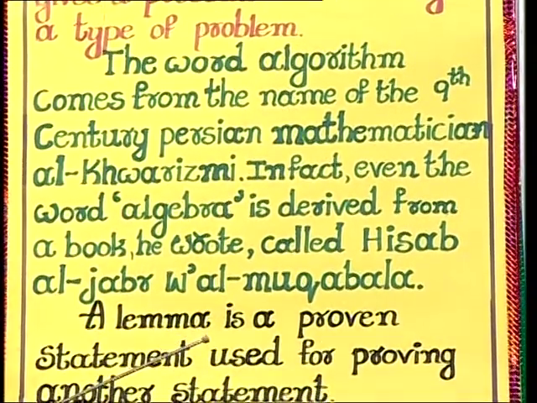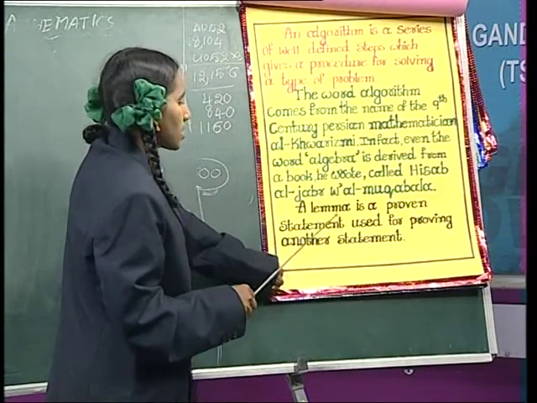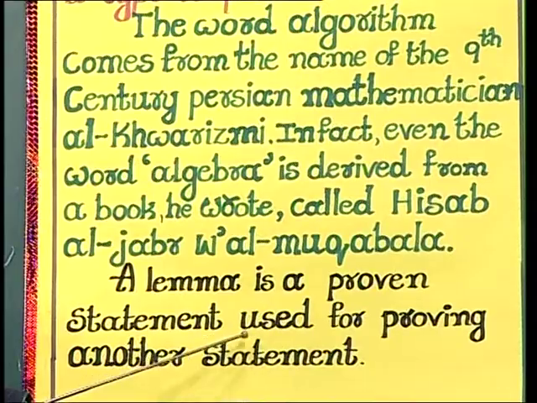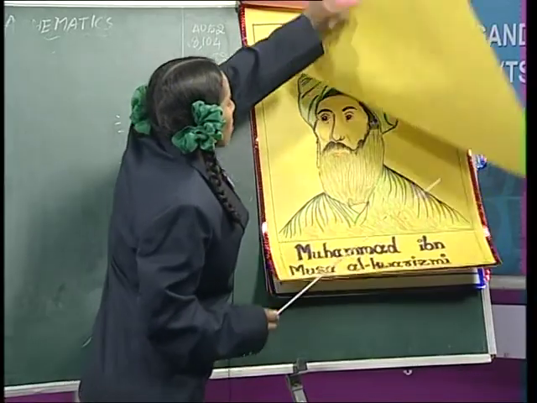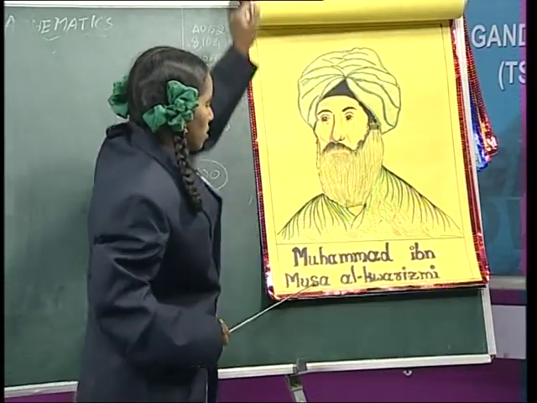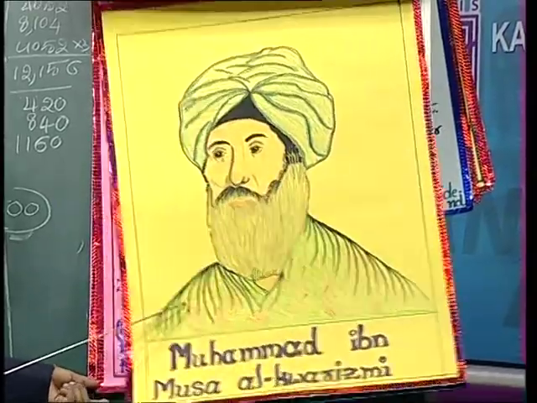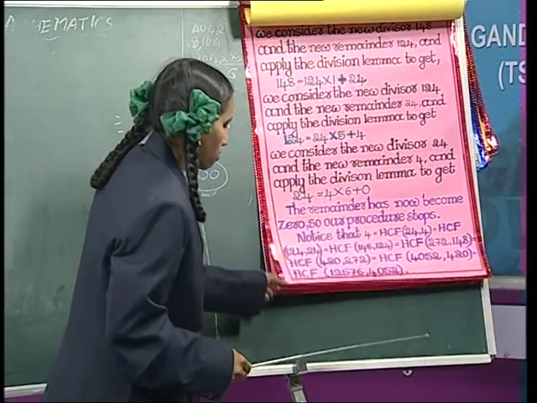Mukabla. And what does lemma mean? A lemma is a proven statement used for proving another statement. You can see the picture of Muhammad ibn Musa al-Khwarizmi.